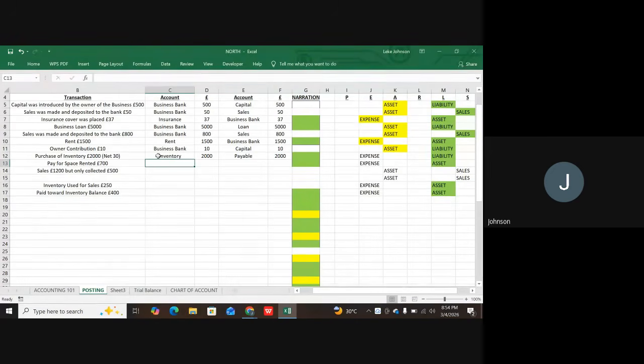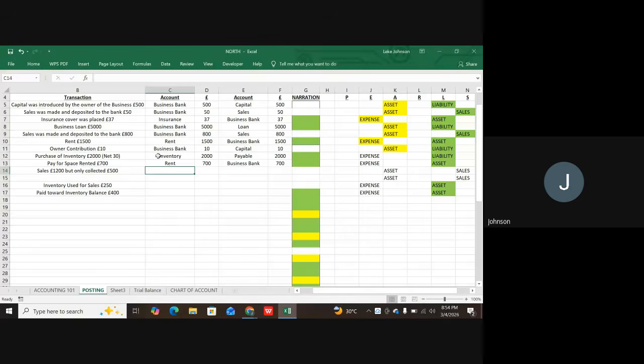Now the next thing, we also paid for another space. We rented a space for £700. So what are the likely accounts that will be affected? Rent and bank. Okay, rent account, so we have rent of £700, and business bank is going to reduce by also £700.